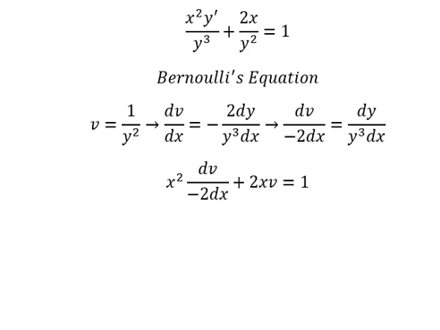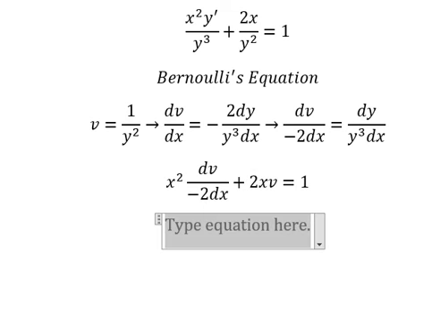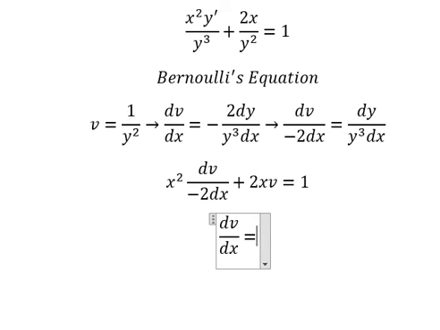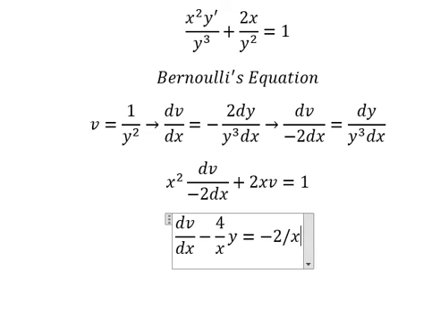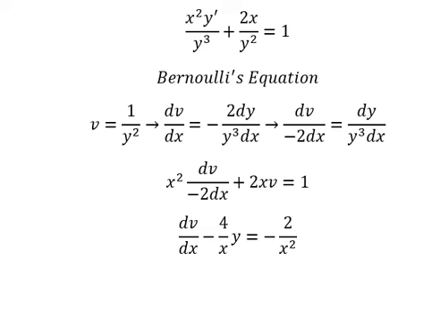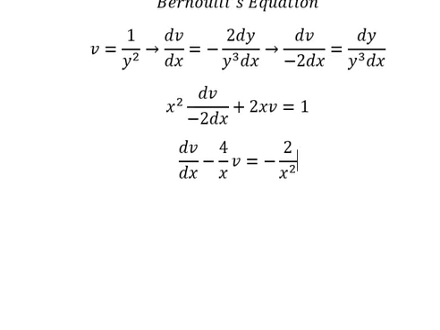Next, we divide both sides by x squared over negative 2. So we have, first, this is v, sorry. We have the original function, and this one is the first derivative of the function. So we need to use the integrating factor.